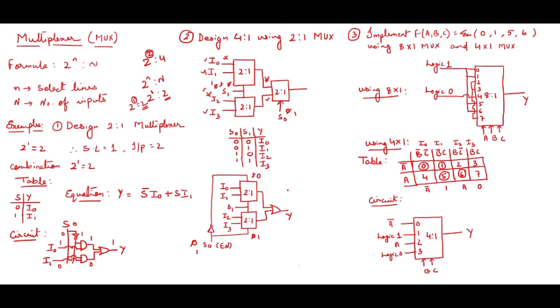Okay, come to the third design, that is implement a combinational equation, that is f is a function of ABC, summation of minterms 0 1 5 6. I want to implement this using mux. So I have taken two sub cases, that is 8 is to 1 mux and 4 is to 1 mux. If it is an 8 is to 1 mux, you can see 3 variables are there, A, B, C, so directly I can implement this.